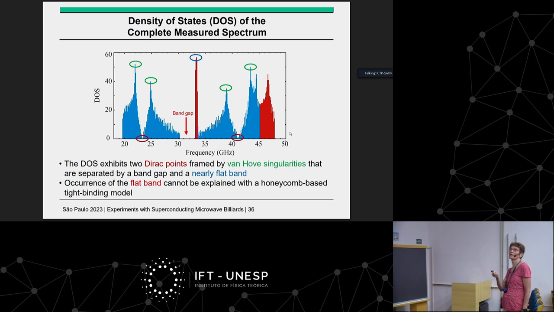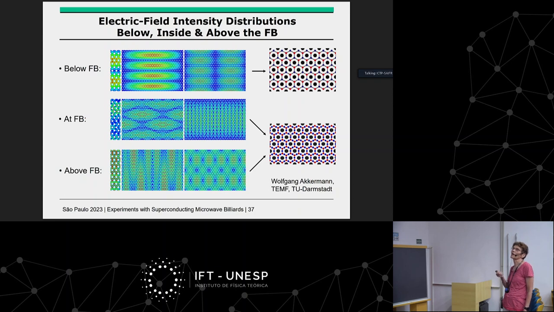It's not possible to describe the occurrence of this flat band or of the second Dirac point by just using a tight binding model for a graphene structure. So you cannot explain it with that one. But what we then realized is when you look at the wave functions, these were obtained from computations with a microwave cavity. There's a group in Darmstadt. They developed software to compute resonance frequencies of metallic structures, and they computed the wave functions for us.